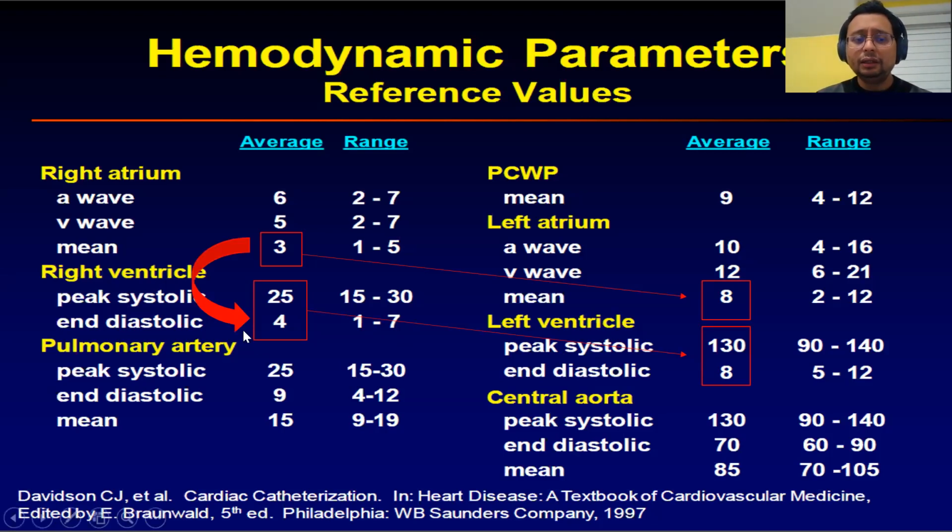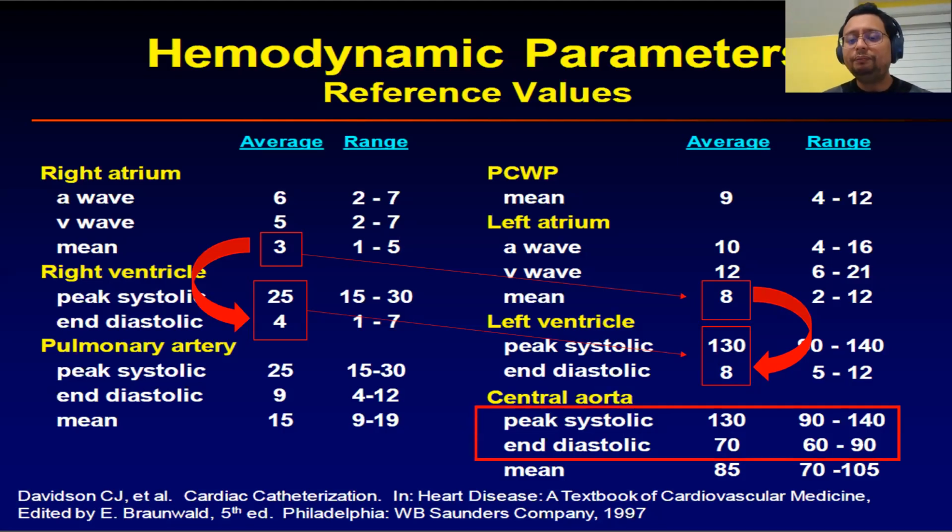As you can see here, the right atrial pressure and the RVEDP are the same unless you have tricuspid stenosis. The LVEDP and the left atrial pressure are the same unless you have mitral stenosis. So if you cannot get the left atrial pressure directly, you can just put your catheter inside the left ventricle and measure the left ventricular end-diastolic pressure. You can also measure the left atrial pressure like that. Now that is the peak systolic and diastolic pressure in the central aorta.